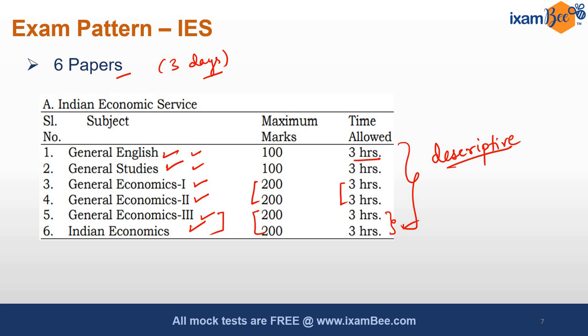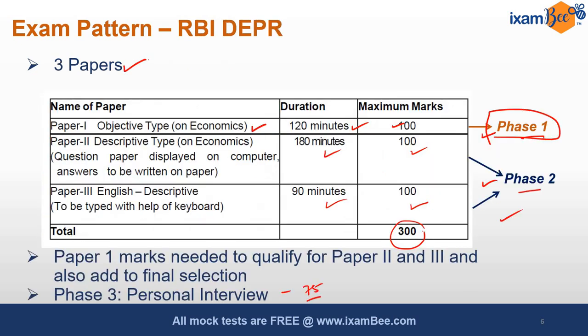You are given an answer sheet and a question paper. You have to write it. It's a handwritten examination. You need not type the answers, and the examination is conducted for 3 days, and also there is no negative marking here, because since this is a descriptive examination, no negative marking happens. However, in case of the RBI DEPR examination in paper 1, you have different negative marking.